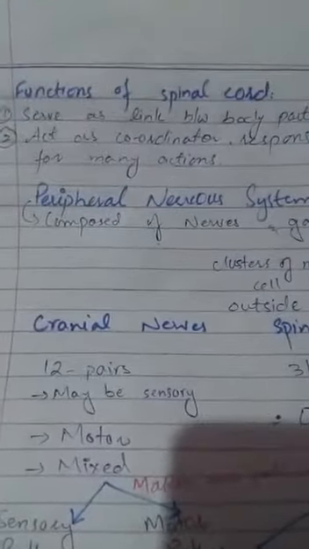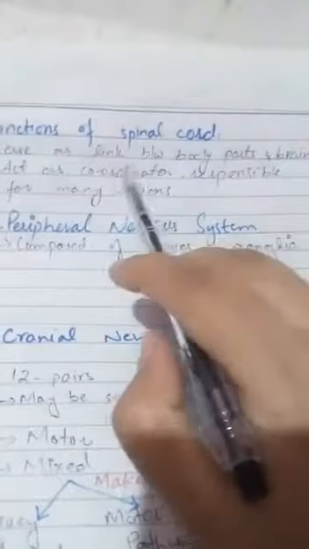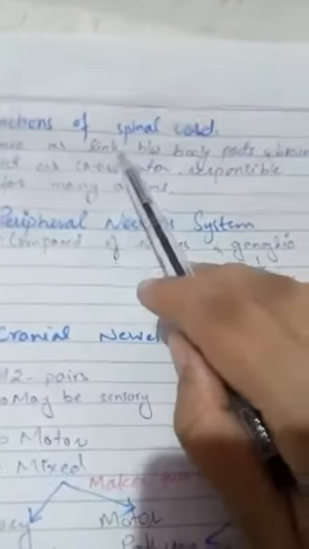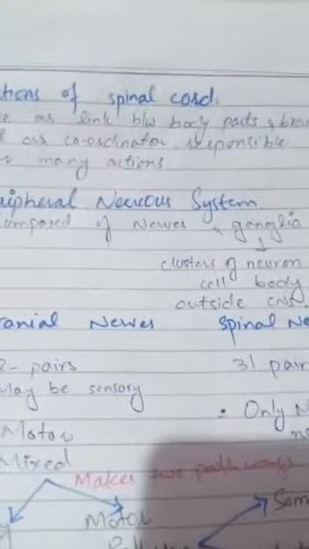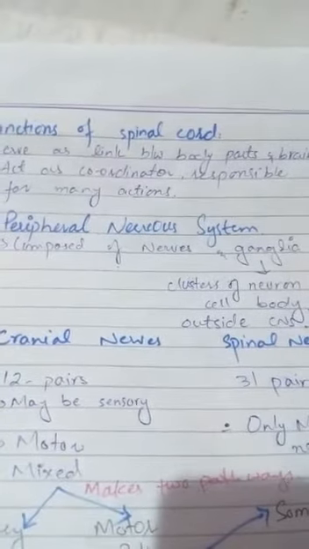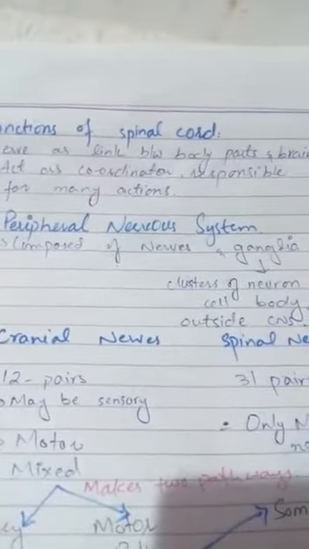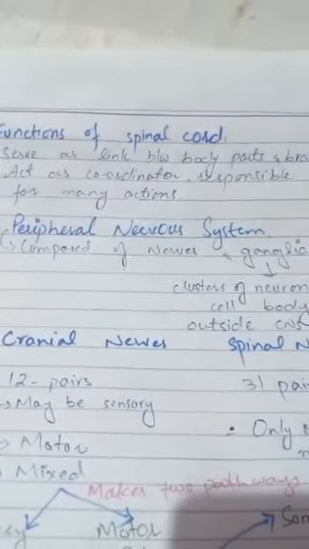Functions of the spinal cord. There are two major functions performed by the spinal cord. The first and most important function is the connection between the body parts and the brain. It means the different nerves which arise from the spinal cord give messages to the brain and to the other body parts. It serves as the connecting point or link between the body parts and the brain.